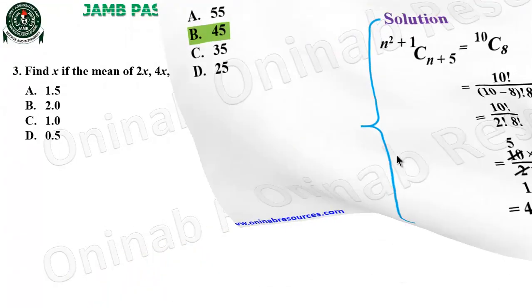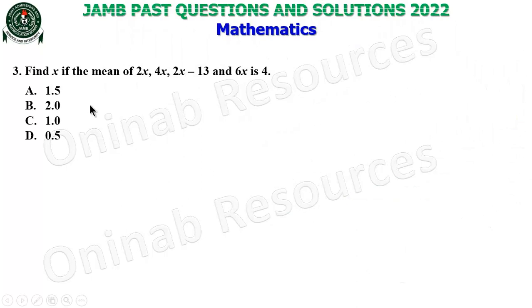We then go to problem 3. Find x if the mean of 2x, 4x, 2x minus 13, and 6x is 4. So by mean, we are adding the whole of this and dividing it by 4, that is 1, 2, 3, 4.